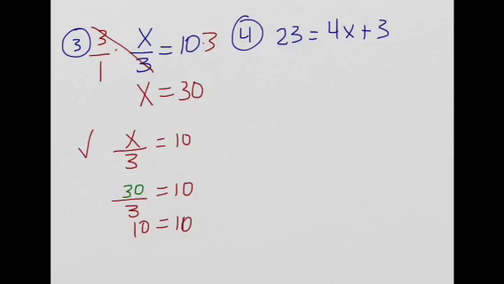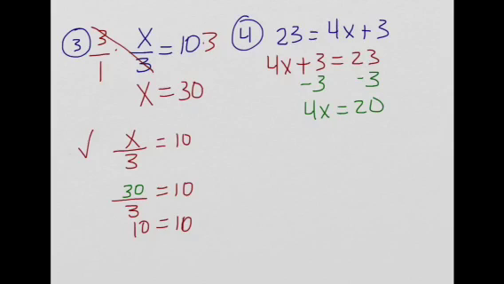Alright, is the variable on the left? It's not, so we must do symmetrical. So we're going to do 4x plus 3 is equal to 23. Is the variable on the left? Yes, it is. Is the variable term first? Yes, it is. Is the variable term by itself? No, it's not. So we're going to need to zero pair off the 3. That's going to give us 4x is equal to 20.